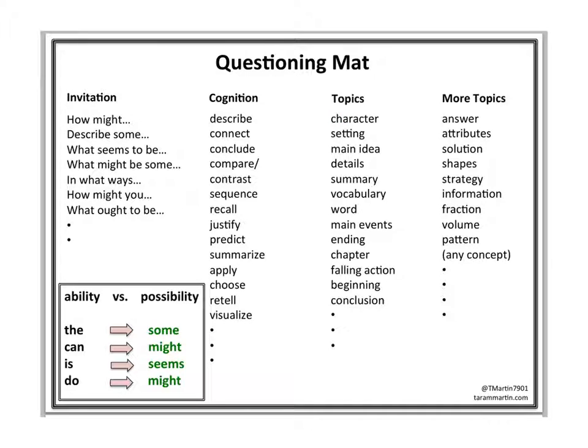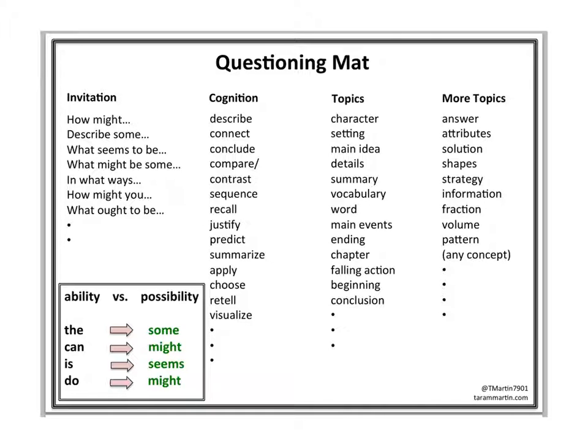You could start with the topic. Let's try this one. Knowing the main character in our story, in what ways might your life compare to them? So I started with character, moved to invitation, in what ways, and then moved to cognition, compared to them. So you can move it around.